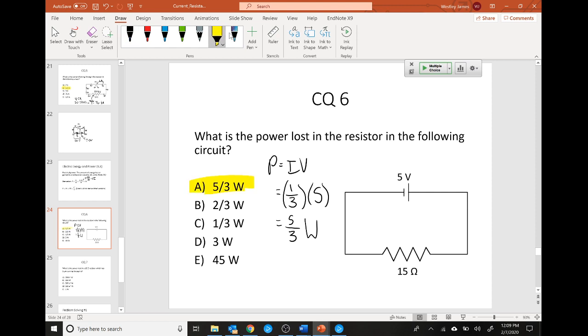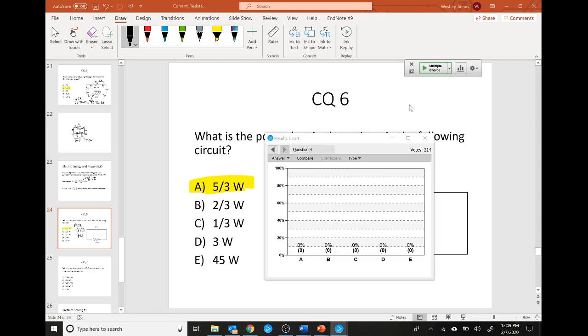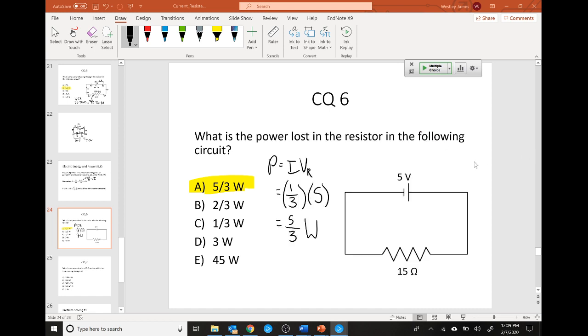Real quick, again, the reminder here is this is the voltage drop across the resistor, not the voltage of the battery. If we're saying what's the power lost in the resistor, it's the voltage drop across the resistor. Because for instance, if I have two different resistors in the circuit, they're both going to get different voltage drops. They'll end up having the same current, but they're going to have more or less power dissipated based on that. More power is dissipated if they have a higher resistance.